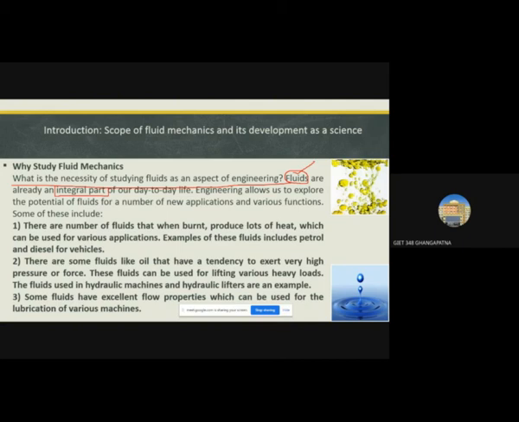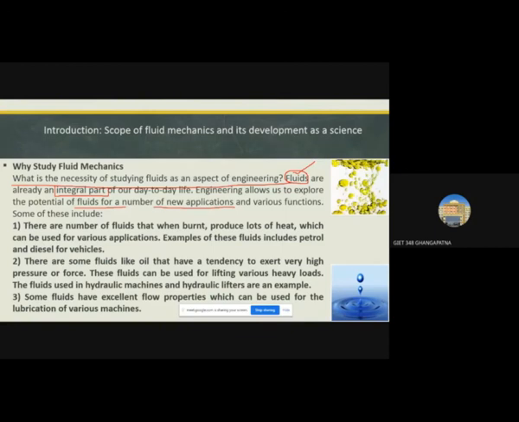Okay. So engineering, why are you studying engineering? Because if you study engineering, you can explore, you can find, you can discover, you can invent different types of things. So that means which type of fluid is better for which applications, what are the functions of the fluid, what are the functions of petrol, why we are using petrol and diesel only, why don't we use water instead of petrol while driving a vehicle, that is a car or a motorbike.